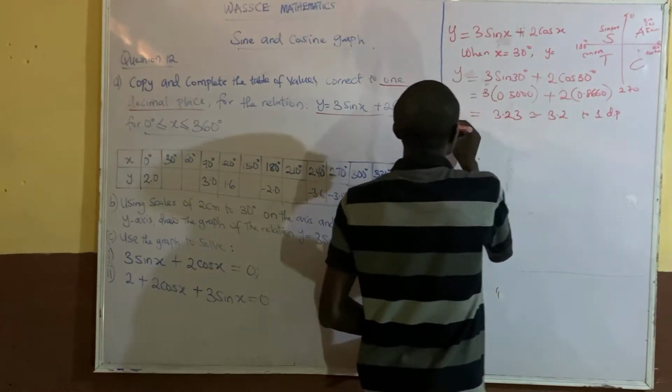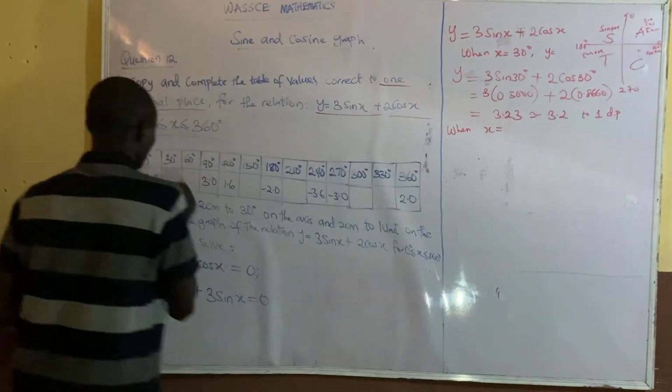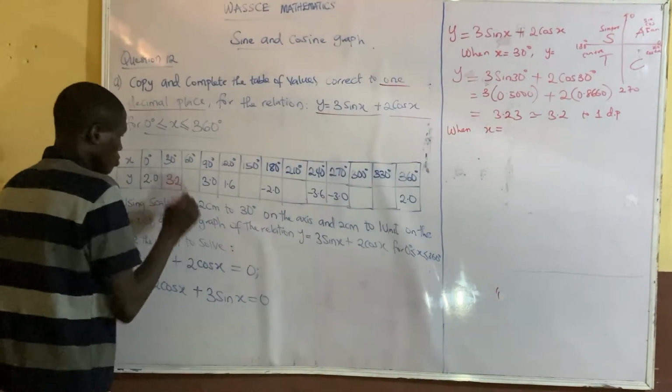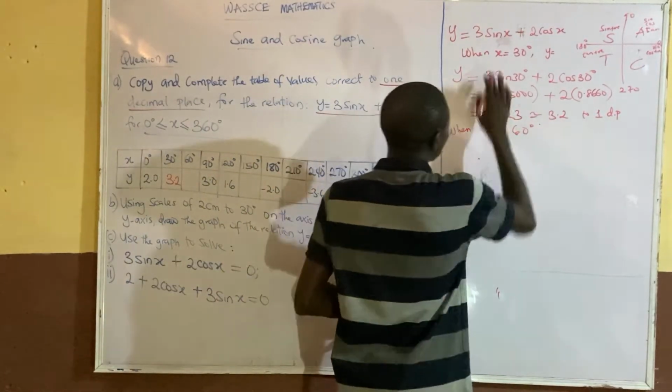Now, when x is equal to 30, we have 3.2. When x is equal to 60 degree, what do we have? When x is equal to 60 degree, you apply the same method.